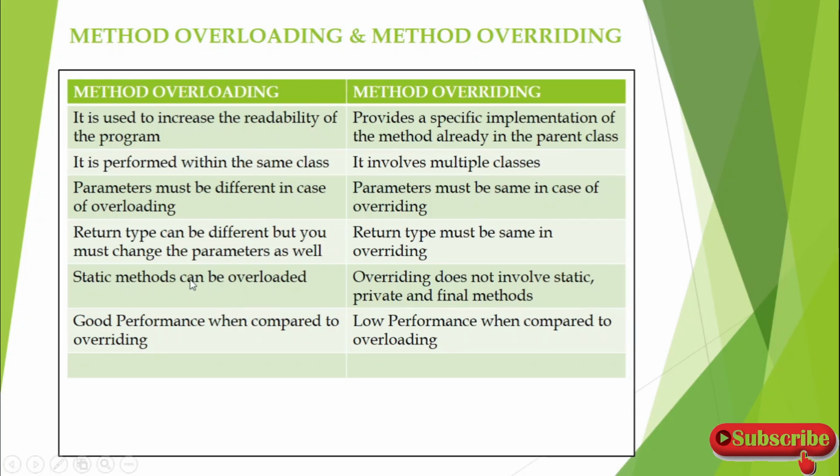Static methods can be overloaded, but overriding does not involve modifiers like static, private and final methods. And in overloading the performance will be good when compared to overriding. Why is that? This we call compile time polymorphism, and that we call runtime polymorphism. When you run the program, at the first step itself it will identify which method it should call based on the arguments, so the performance will be good. But in overriding, based on the object it has to identify which method to call, so the performance will be lower. We will see this with an example now.